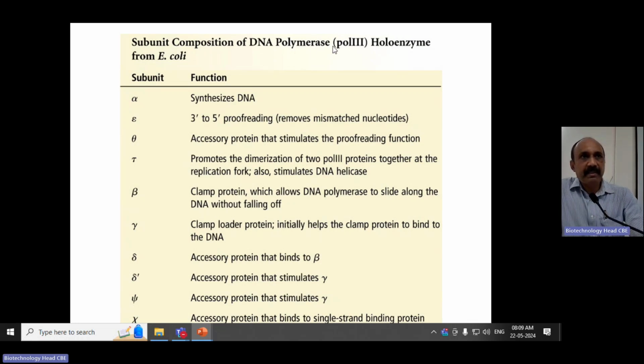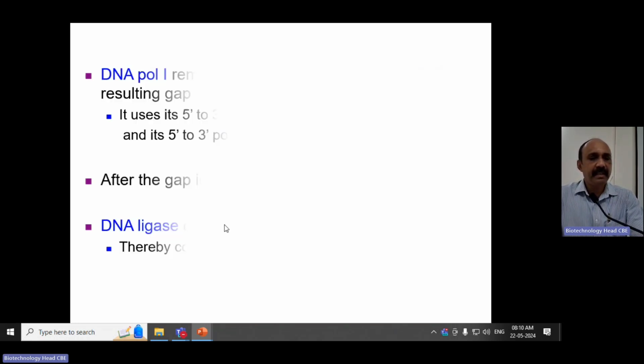DNA polymerase 3, which synthesizes the nucleotides, consists of 10 different subunits. We don't need to remember all these things. The polymerase is made up of different subunits. The alpha subunit synthesizes the DNA, epsilon proofreads, and theta stimulates the proofreading function. The others are all accessory proteins, which bind to the single strand binding protein. Each of those components has a different function in DNA polymerase 3, which synthesizes the DNA.